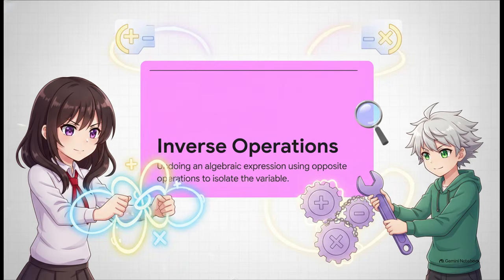Now, in math terms, this unwrapping process means using inverse operations. Students really need to understand that taking off that wrapping requires performing the exact opposite operation to whatever was originally done. If a number was added to the variable, you've got to subtract it. If it was multiplied, you divide it. It's literally the mathematical equivalent of untying a knot.